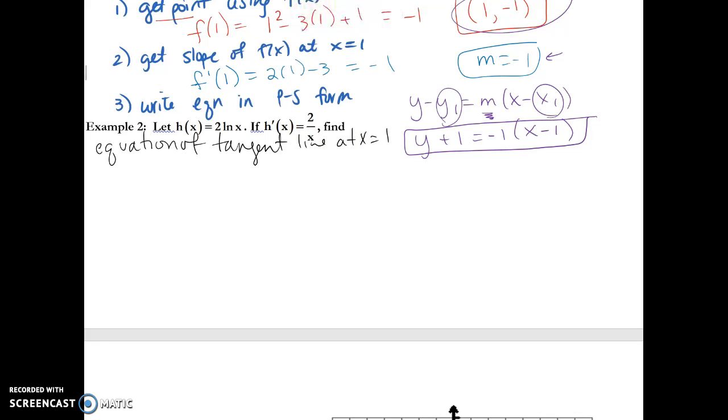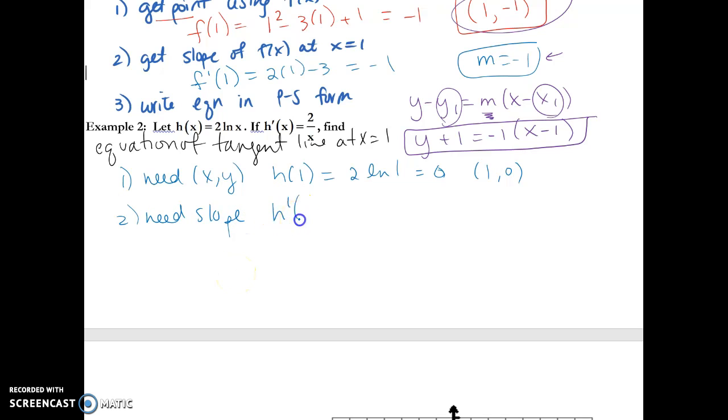Okay, so we've got our 3 steps. First, we have to go ahead and find the point. So step 1 is I need the point (x, y). And to get the point, I plug that into my original function. So I'm going to do h of 1, 2 ln of 1, and we should all know that ln of 1 equals 0. So we have 2 times 0, which is 0, giving me an ordered pair of (1, 0). All right, next I need a slope. And to get our slope, we use our derivative equation. So we do h prime of 1, which is 2 divided by 1, or 2. So my slope is 2.